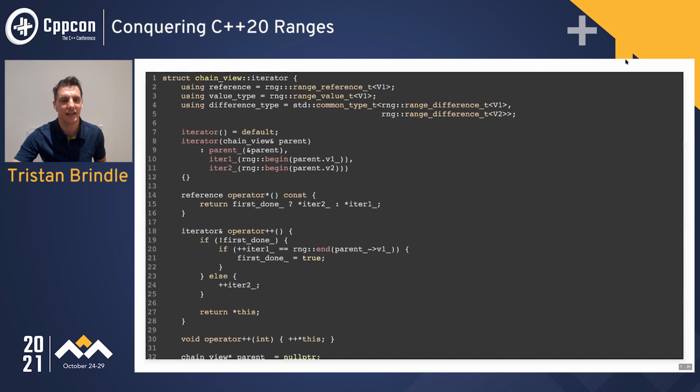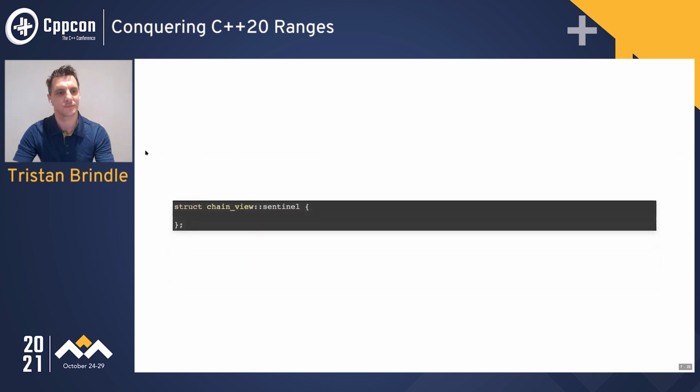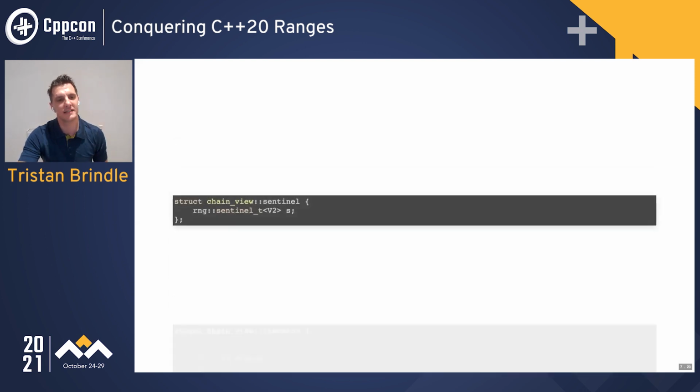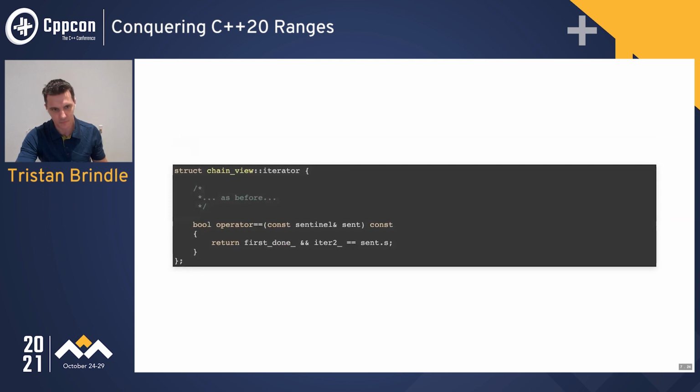So we can put that all together. It is annoyingly, as I said, very slightly too long to fit on one slide. Alas. So I realise my time is rapidly coming to an end, so I will save you going through the sentinel, but basically we just need to wrap up the sentinel from the end of the second view, and then add a comparison operator between our chain view iterator and its sentinel.